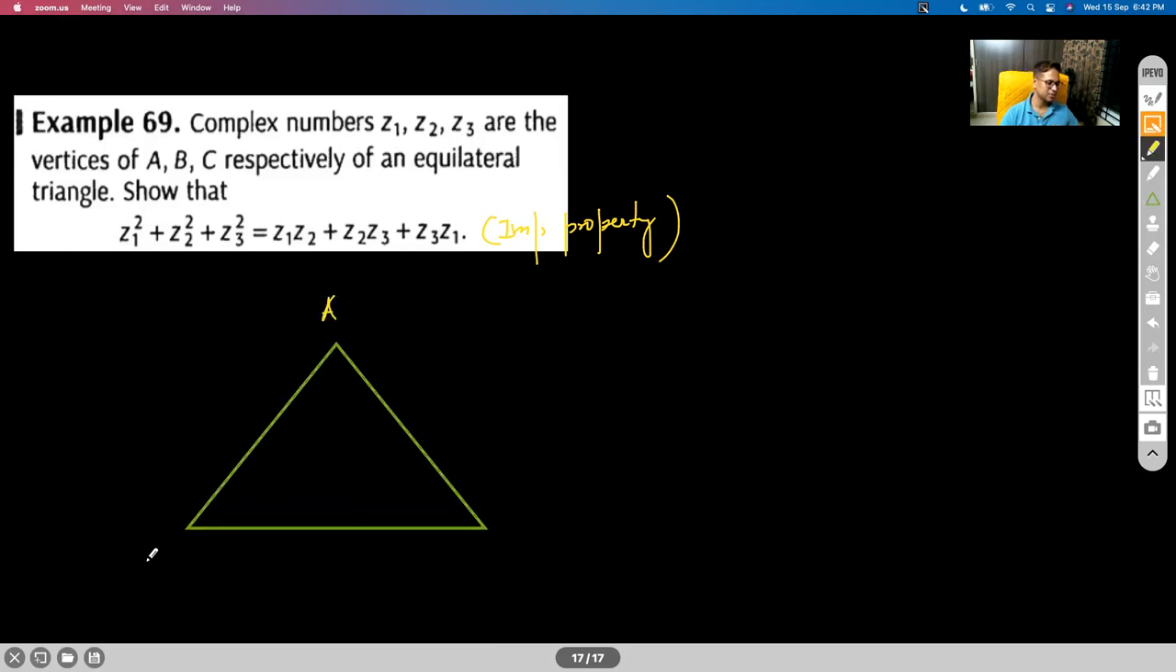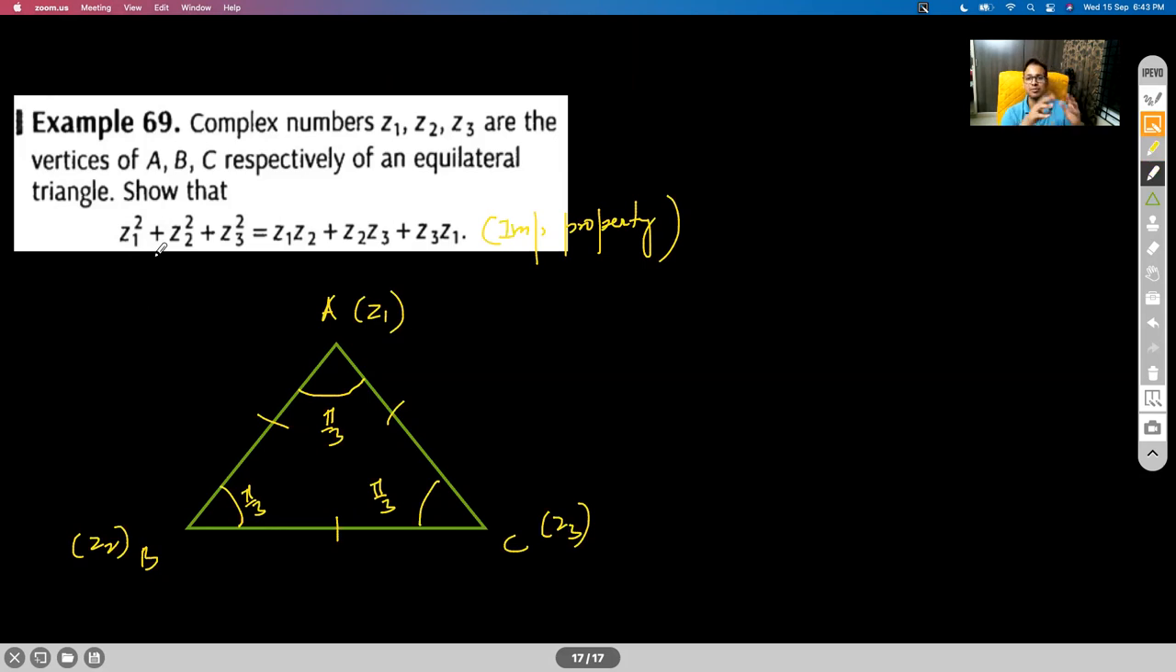So basically, it's an equilateral triangle. And these are the affixes, affixes meaning vertices. So this is an equilateral triangle, and all angles are pi by 3, pi by 3, pi by 3. Now the question setter has given me this to prove. That means if Z1, Z2, Z3 are the vertices of an equilateral triangle, then this relation between Z1, Z2, Z3 will always be true. I have to prove this now. So how will I prove it? For this, I will use my CONI rotation formula. So everybody please pay attention.